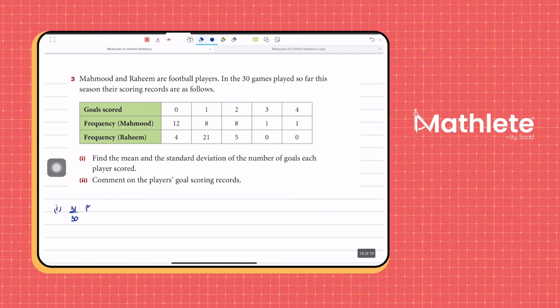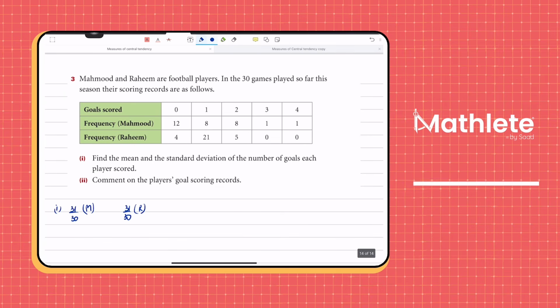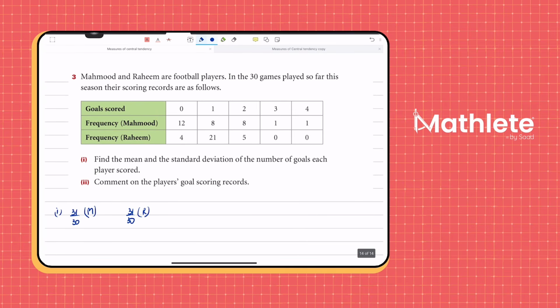I have a question. In this case, do we have to do it separately, first for Mahmoud and then for Rahim? Yeah. And then we add the means? No, you don't have to add their means. It's two different data sets. It's like you're solving two questions. So you will first find the standard deviation of Rahim and then the standard deviation for Mahmoud. You don't have to combine them. That is a separate topic, combined mean and combined standard deviation and variance, but you don't have to do that over here.